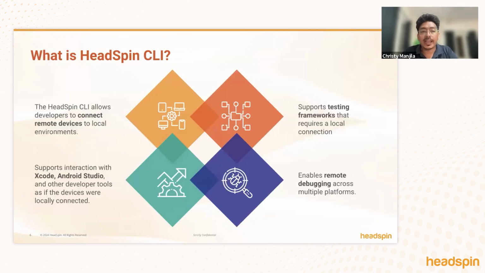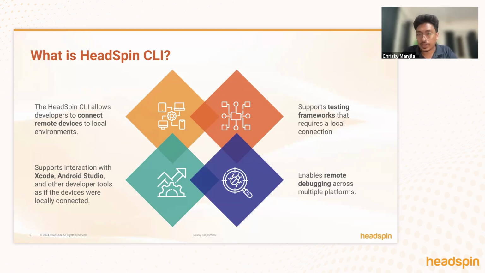Now, what exactly is the HeadSpin CLI? The CLI is a command line interface tool. It is a small file that you can install on your laptop or desktop, which enables you to bridge the remote devices, which are all across the world and connected to our P boxes, to your laptop. It acts as if it's connecting the device via the USB cable, so that you can basically get the device locally accessible.